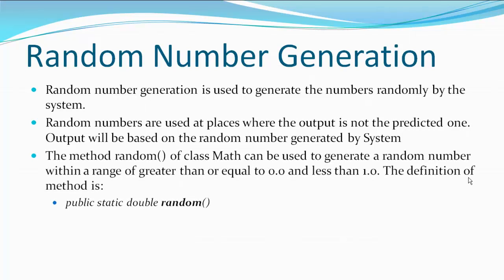To obtain random numbers, the function in Java class Math is random. It is used to generate a random number within the range of greater than or equal to 0 and less than 1. Let's use this function random using an example.